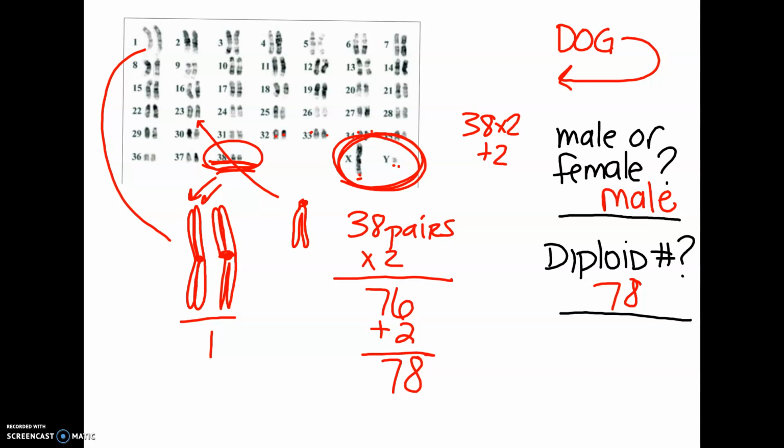A lot of times people mess up. They'll give me the answer 38 because they just look at how many pairs there are and forget about the sex chromosomes. And they also forget to double that number because there's two copies of each one.